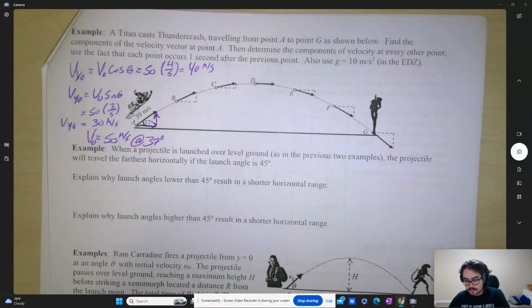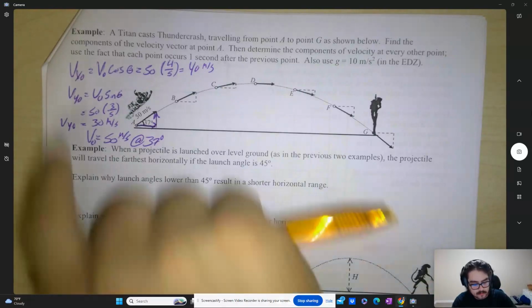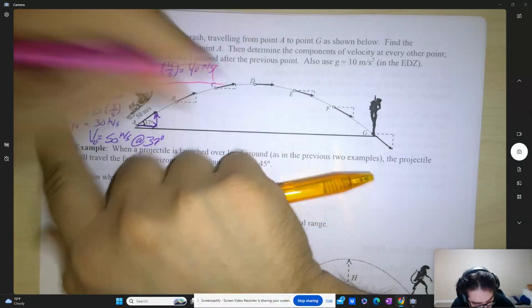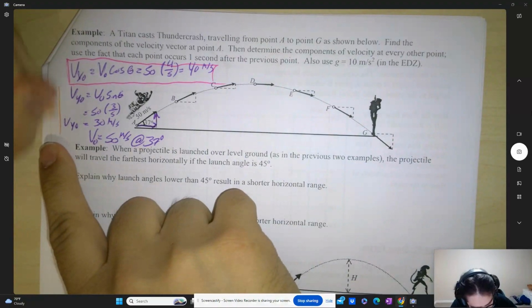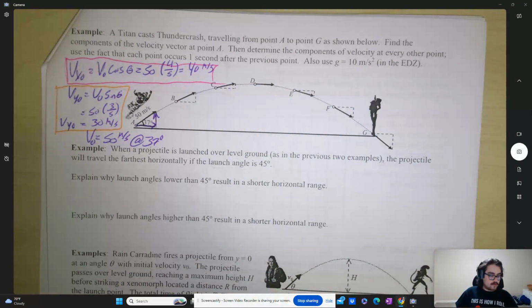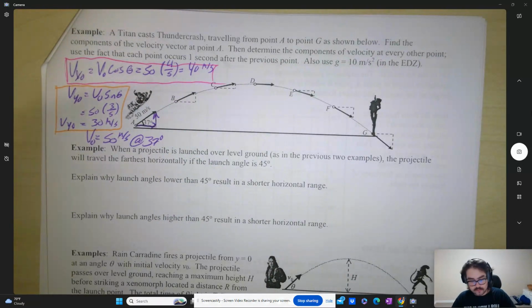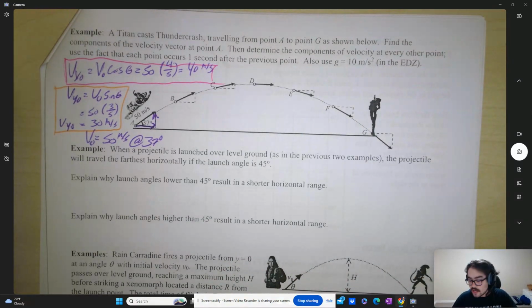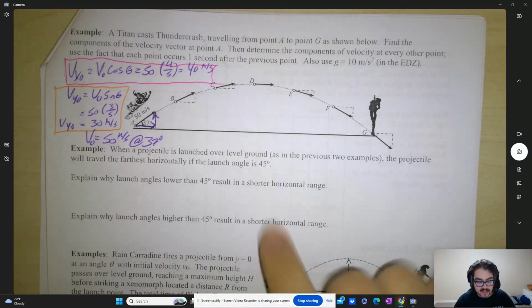Okay. So now I'm going to use pink for the x component and orange for the y component. At every single point, now here's the fun part, the x component is really easy from here because there's no acceleration. Nothing is changing in the x direction. So it's going to be 40 meters per second everywhere.